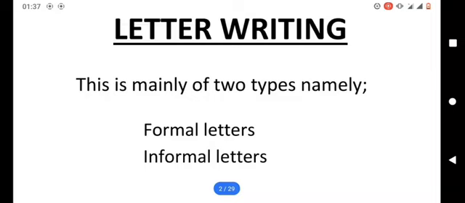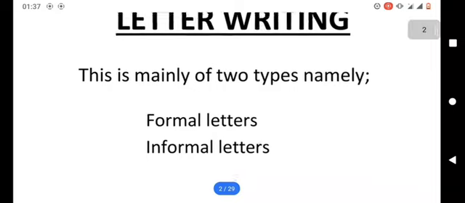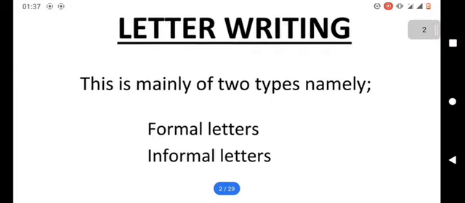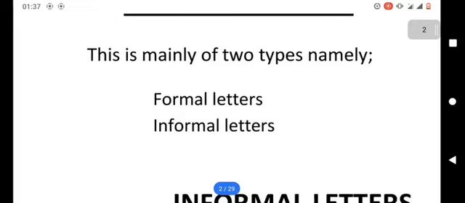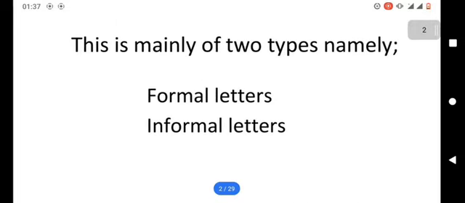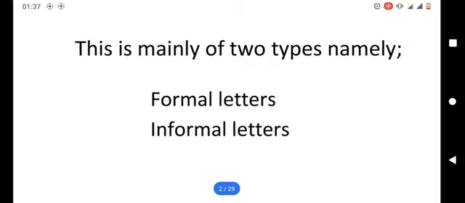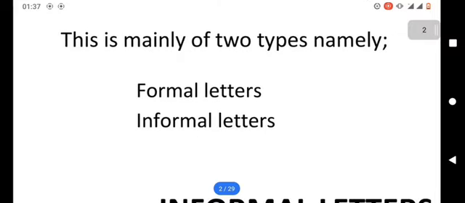We can write to relatives, we can write to friends, we can write to people across the world. So letter writing is divided into two types, namely formal and informal letters. What are formal letters? Formal letters are letters written for official use only. What are informal letters? Informal letters are letters written to friends, family members, other relatives, and acquaintances.